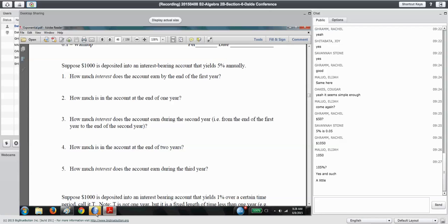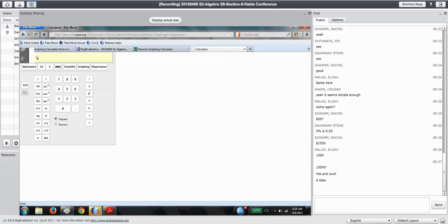So your answer is 1050 times 0.05. And this would tell me exactly how much interest I got. Or I can go 1050 times 1.05. And this would tell me exactly how much is in my account right now. So the second year, instead of adding $50, they added $52.50. Why? Because I had a little bit more money because of the interest from the previous year. Are we cool with that?